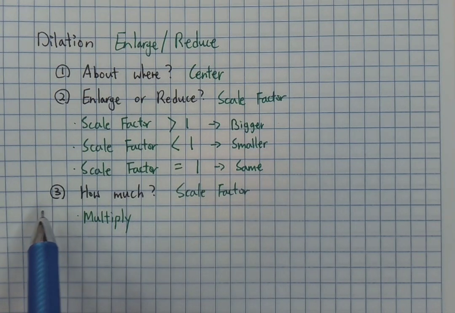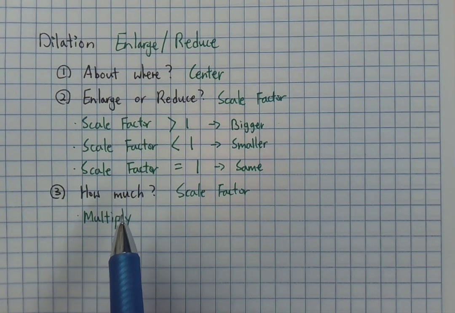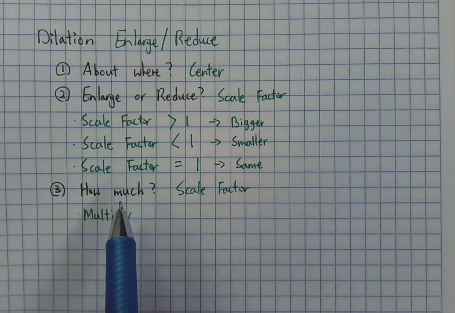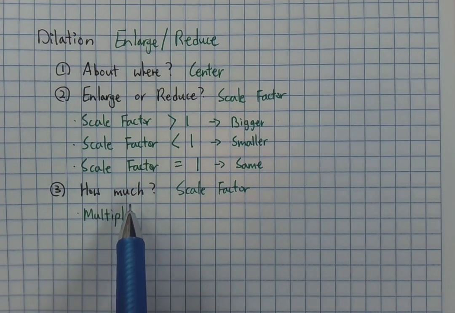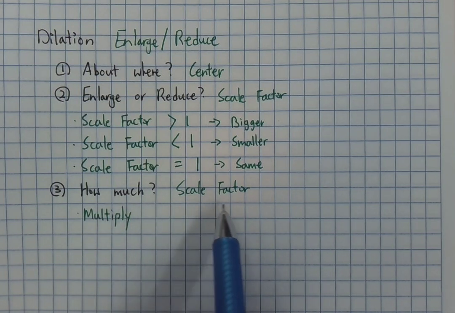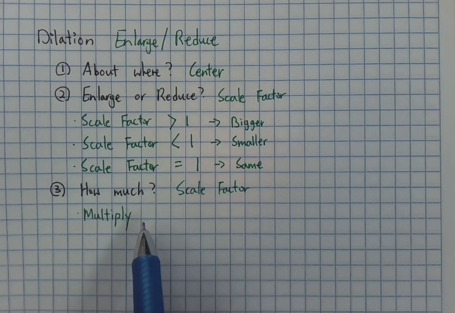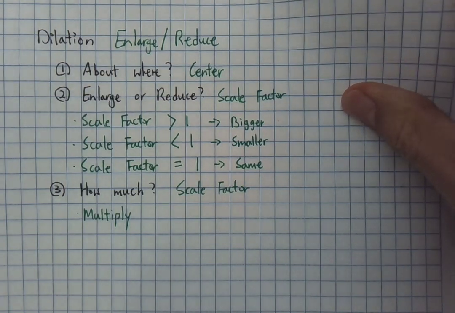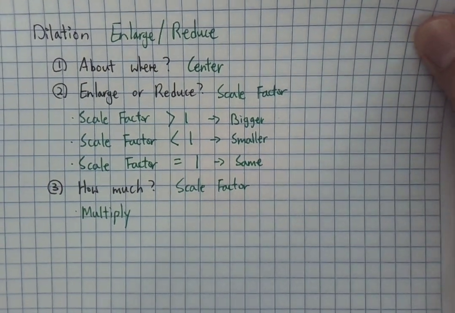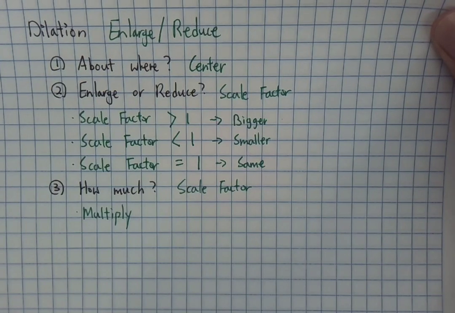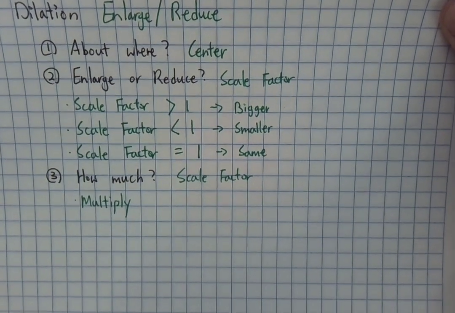Now the third thing is how much. If you know it's going to get bigger or smaller, how much is it going to get bigger? How much is it going to get smaller? That we can also tell from the scale factor. We multiply by the scale factor, and that will tell us exactly how much it becomes larger or smaller. So I have two examples here. One is with a scale factor that's greater than 1, and the second one is a scale factor that is less than 1. So let's take a look.